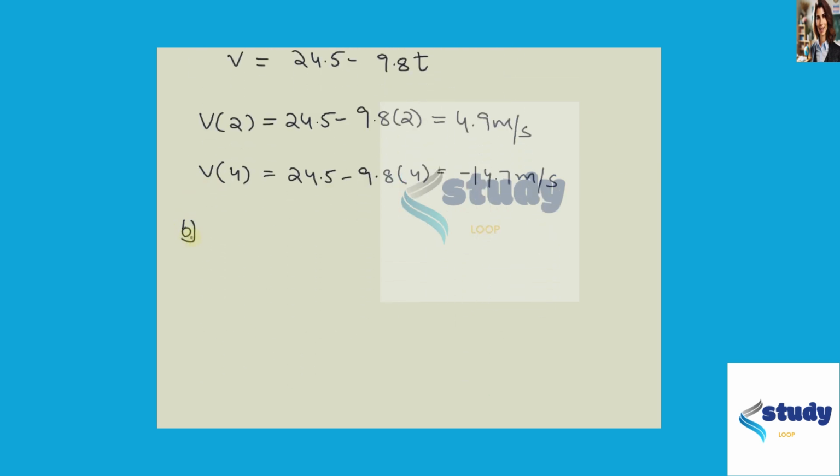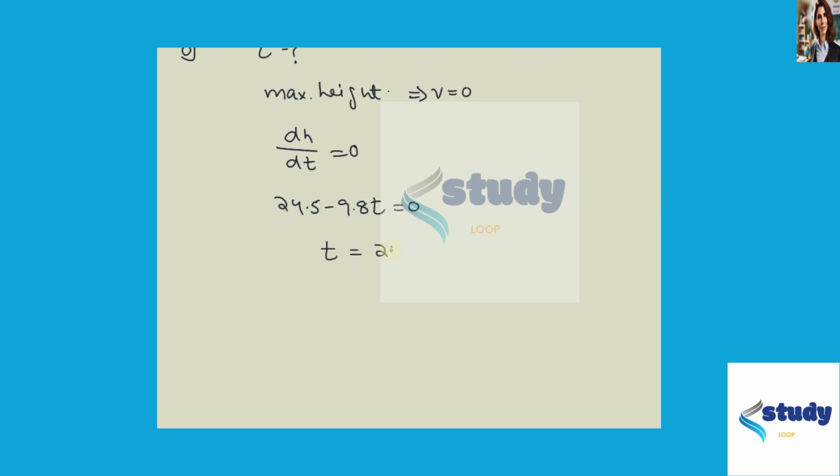And solving for the next part B, we need to find when the projectile reaches its maximum height. We need to find t at maximum height, and for that we must equate dh by dt to 0, because at maximum height the velocity will be 0. So we must equate 24.5 minus 9.8t to 0, and solving this further for t, we get 24.5 by 9.8, and we get t equal to 2.5 seconds.